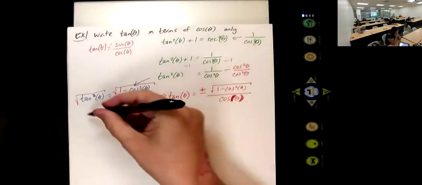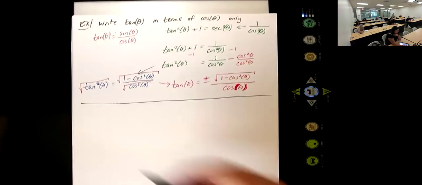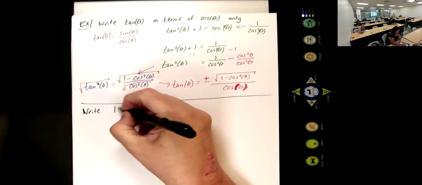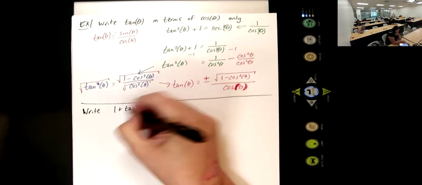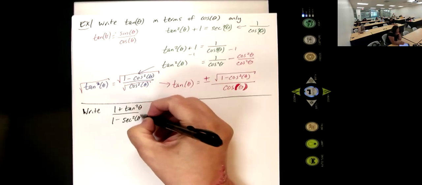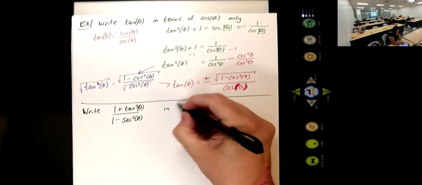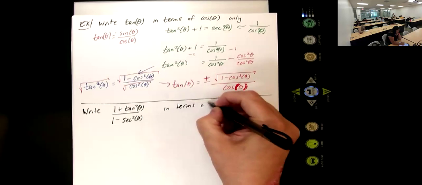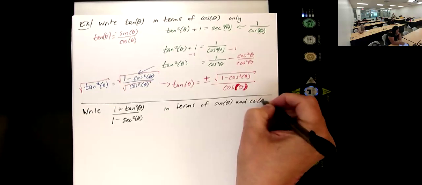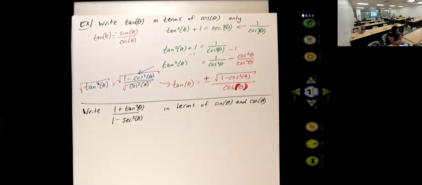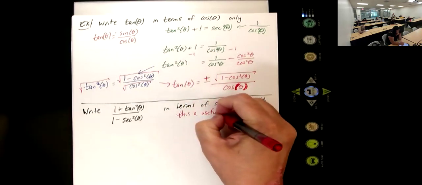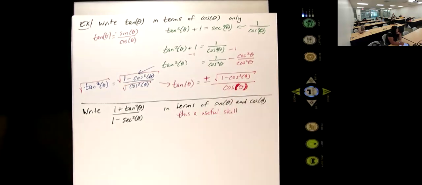Let's do another example that's kind of crazy. Let's write 1 plus tangent squared theta over 1 minus secant squared theta in terms of sine and cosine only. This is a useful skill, not just in this class, but in calculus and stuff.